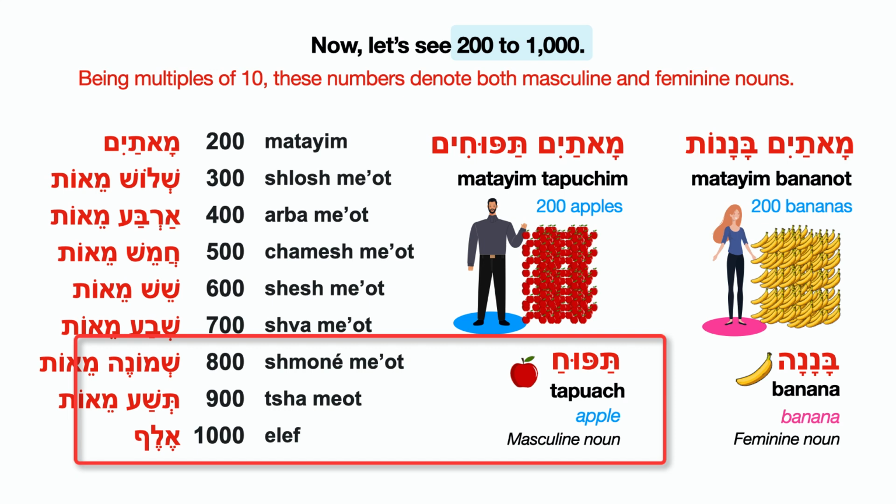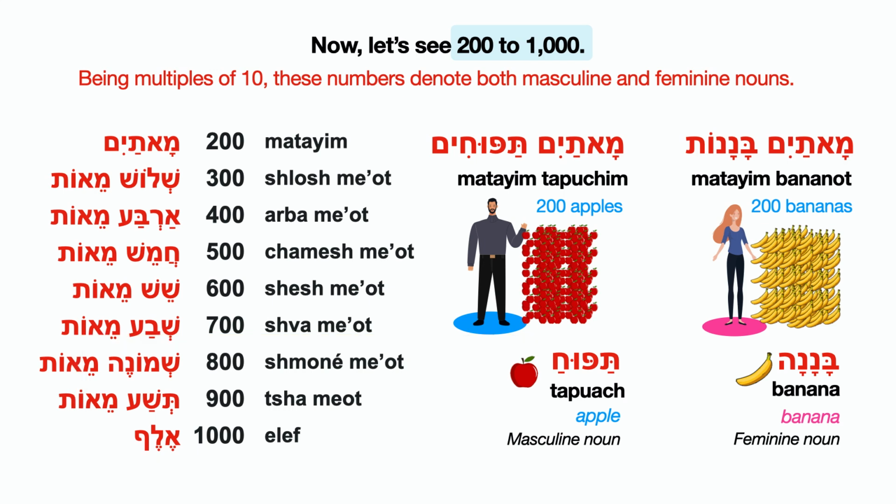So we said previously that me'ah means 100. So several hundreds is me'ot. That's the plural form of hundreds. So when beginning from 300, shalosh means 3. So to say 300, we say shlosh me'ot. And of course, arba means 4. Me'ot means hundreds. So that's literally saying 4 hundreds. And so on and so forth.